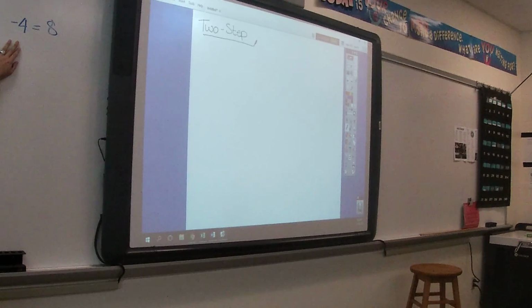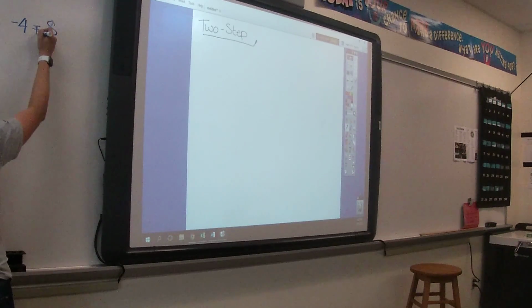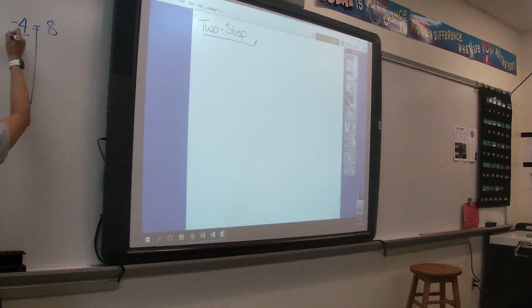So x plus negative 4 equals 8. What did we say we would do to solve this? Plus 4, we could think about it as adding 4 or as subtracting negative 4, right? Because here is our variable. The number we want to get rid of is negative 4.